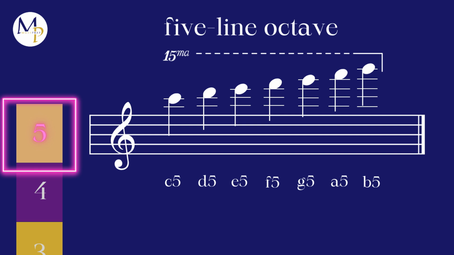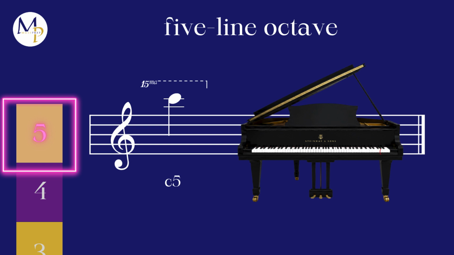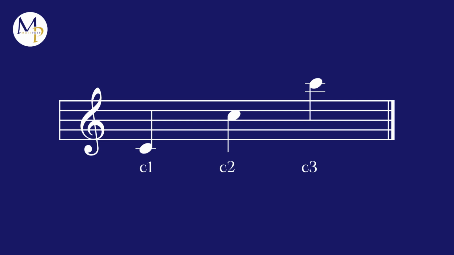The highest note on a standard piano is C5. Sometimes, instead of numbers, small strokes are written after the note names, 1-line C, 2-line C, and so on.